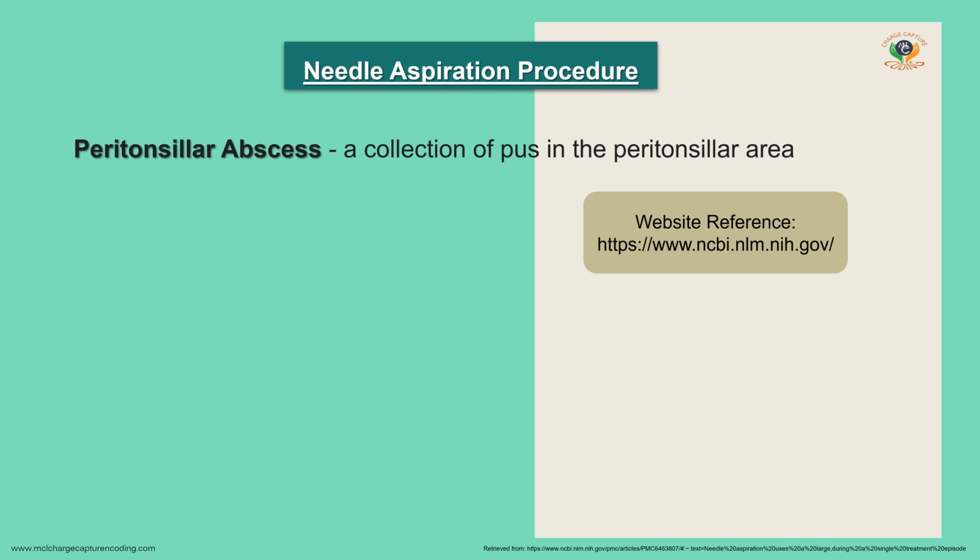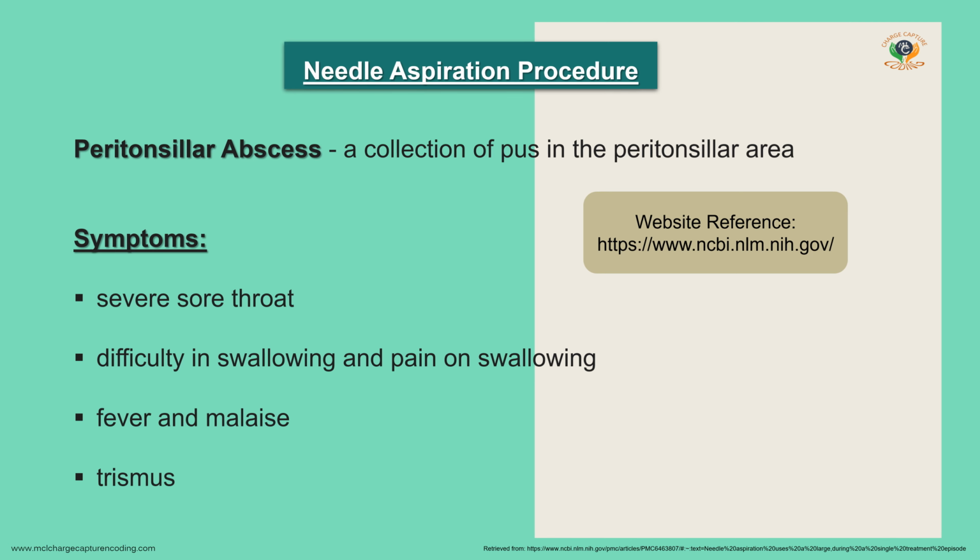In our Part 1 video lecture presentation, we learned of the different types of abscesses. Today, I would like to further discuss the topic on peritonsillar abscess. According to the website of the National Library of Medicine, peritonsillar abscess is a collection of pus in the peritonsillar area. People with this infection may start to show symptoms like severe sore throat, difficulty in swallowing and pain on swallowing, and fever and malaise and trismus.